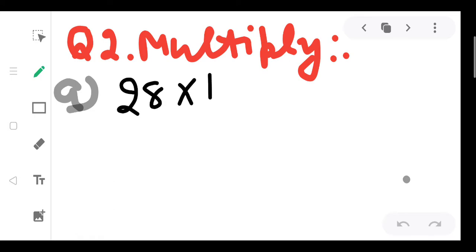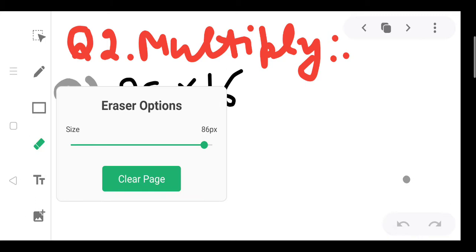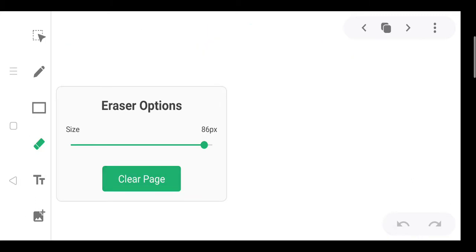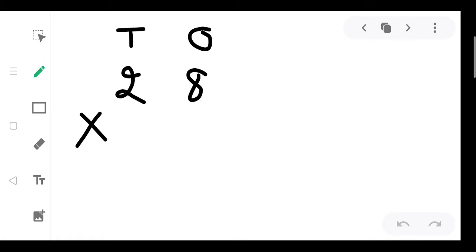We have to multiply 28 by 16. So what is our first step here? First of all, we will write the places at the top. Ones, tens. Under this we will start writing digits from the right side. Ones place we will write 8, tens place we will write 2. We will put the sign of multiplication, and the multiplier is 16. Firstly ones place 6 and then tens place 1.